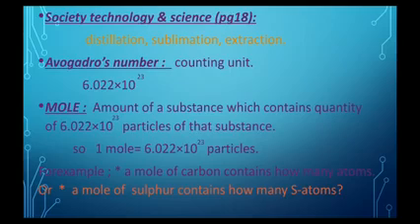Before starting the topic of Avogadro's number, let's study a little bit about society, technology, and science. It says that during the period of 600 to 1600 AD, chemists were obsessed with the idea of turning cheap metals into gold. They kept working on trying to convert cheaper elements like lead to gold by many processes. During that period, they became able to discover many processes that were very important and are being used nowadays also in the laboratories and industries.